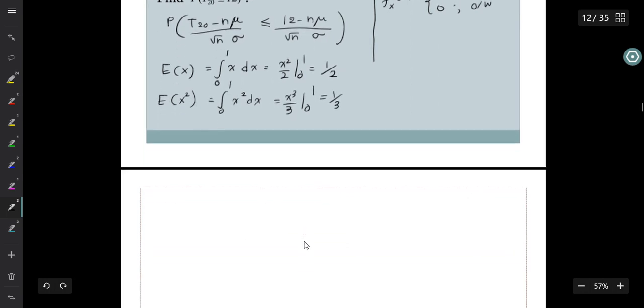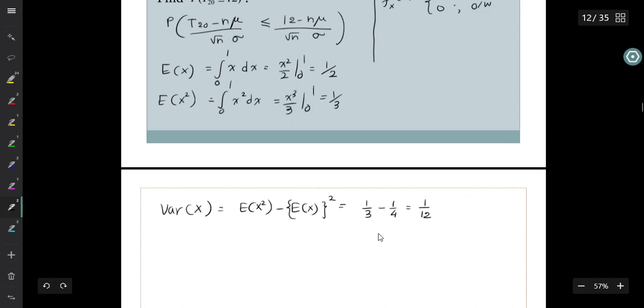From that you can calculate the variance of X, which will be the computational formula E[X squared] minus E[X] whole thing squared, 1 over 3 minus 1 over 4, which will be 1 over 12.